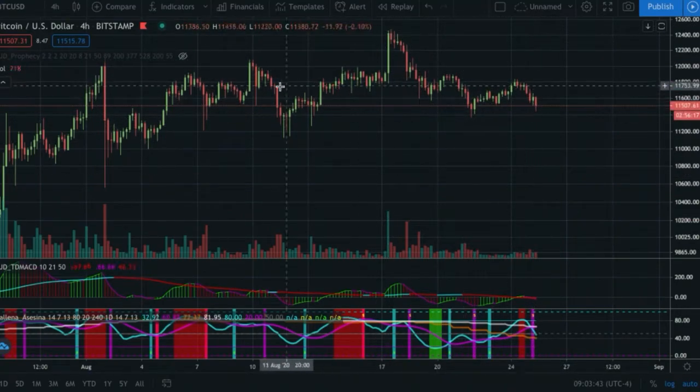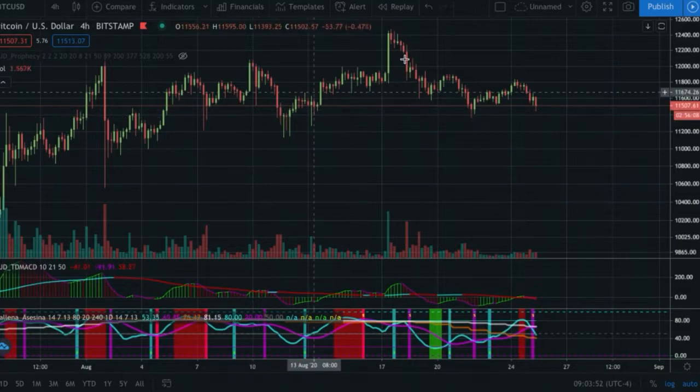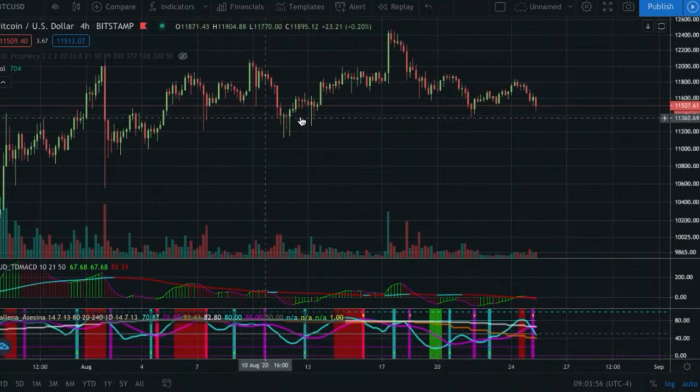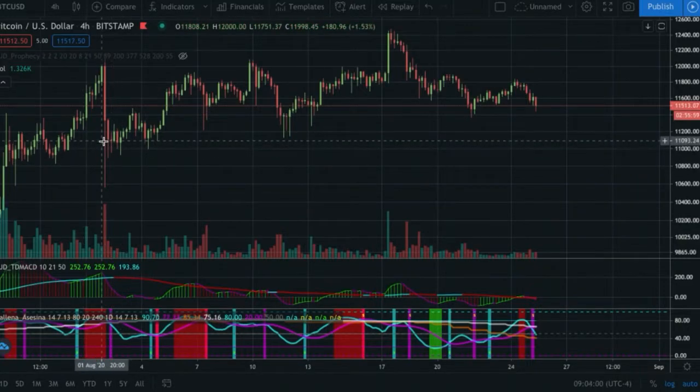What matters right here is if we get a close on the 4-hour below 11,373. If we get a close below 11,373, we will have put in a low over here, and then a high right here, and then we'll take out this previous low, and then the next target after that will be this low right here, this close. And that one comes in at 11,068.